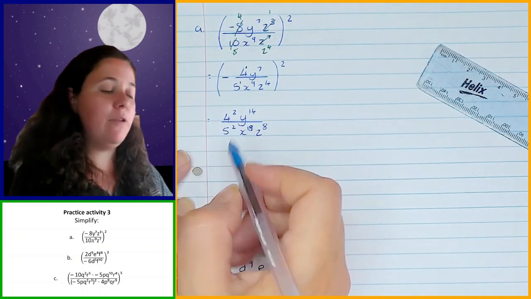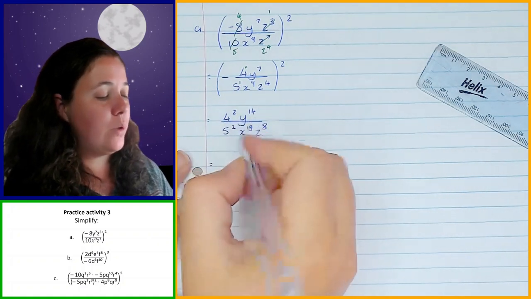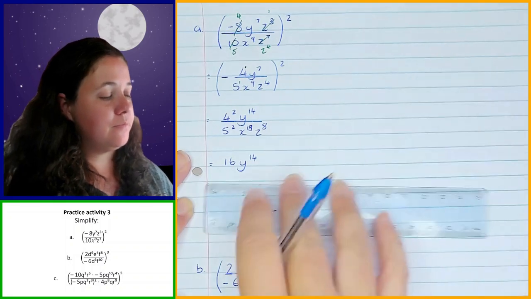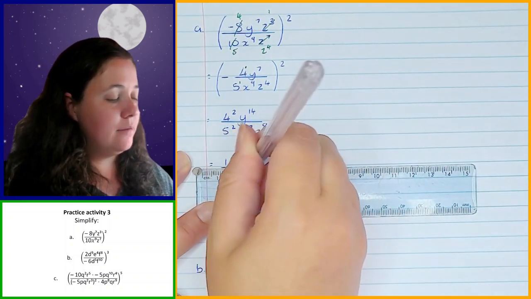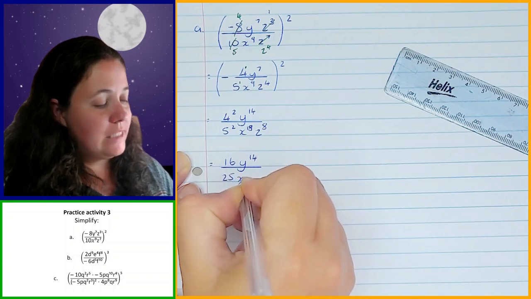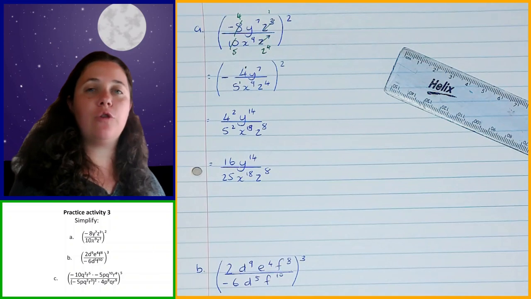And now I can go and simplify my numbers like that over there. So I've got 4 squared is 16, y to the power of 14 over 5 squared is 25, x to the power of 18, z to the power of 8. That's what you should have got for question A.